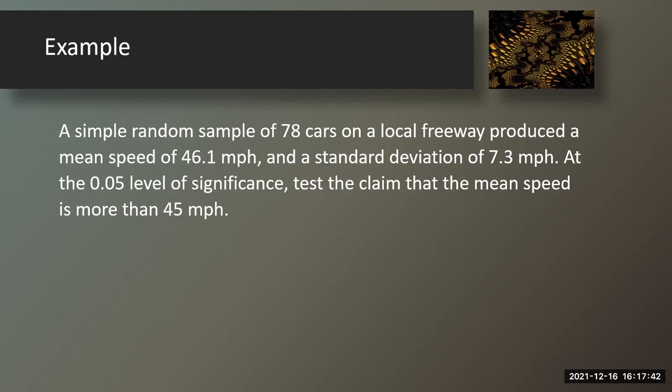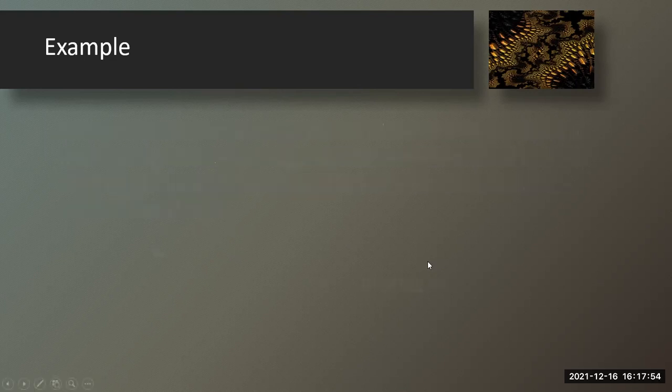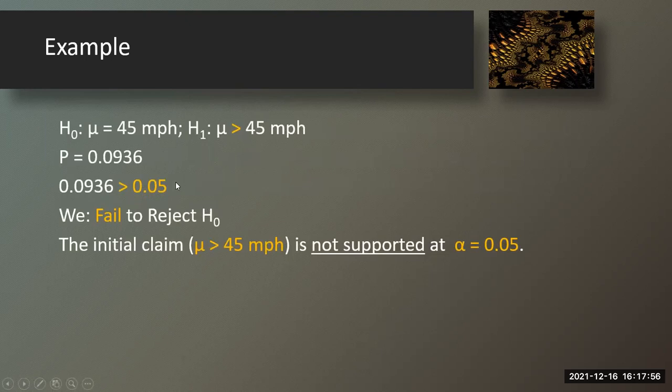And we'll do that using the t-test. You really need to be able to pick up on the fact that we have a claim about a mean. So the null is mu equals 45 miles per hour. The alternative is mu is greater than 45 miles per hour. And I will note that the alternative hypothesis is our initial claim.